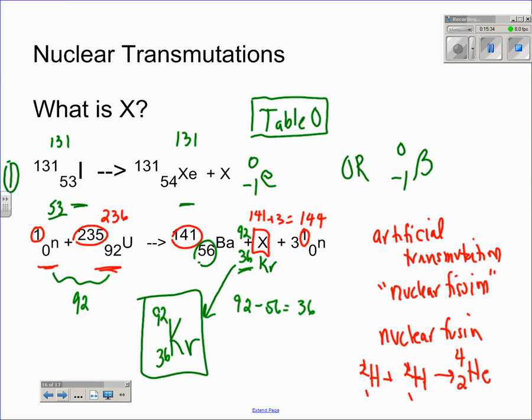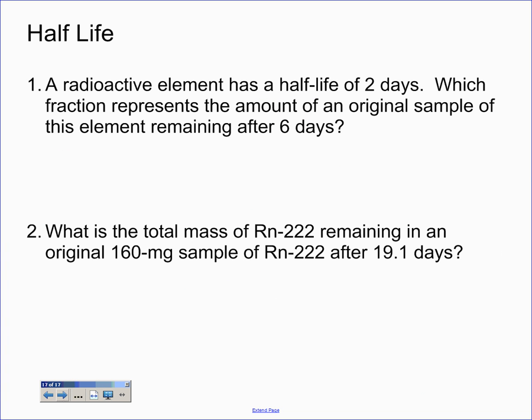Excellent. Last type of problem we're going to do today are half-life problems. Take a look. Okay? A half-life is the amount of time it takes for half of a radioactive sample to undergo radioactive decay. So let's solve these half-life problems together. A radioactive element has a half-life of 2 days. Which fraction represents the amount of the original sample of this element remaining after 6 days?